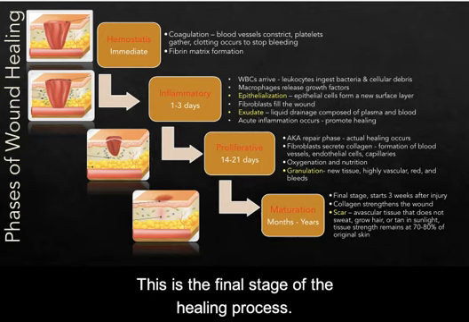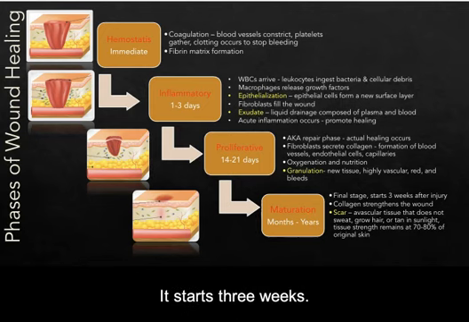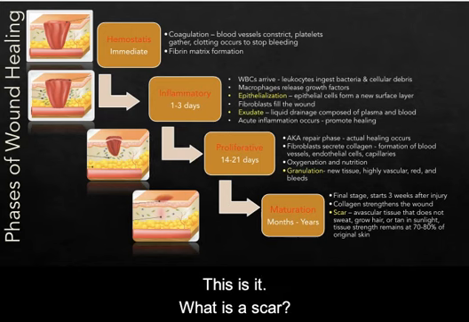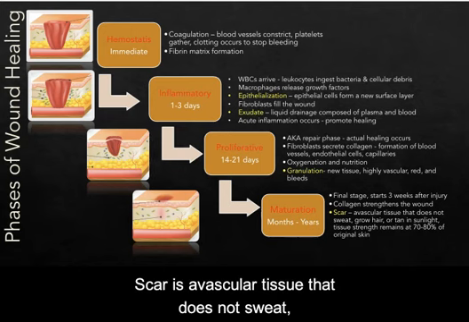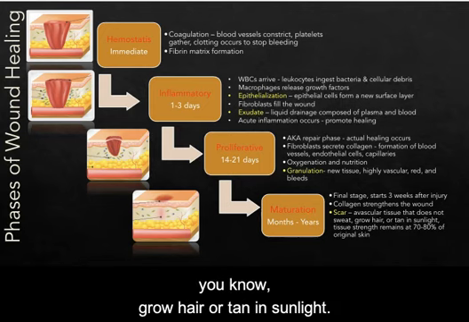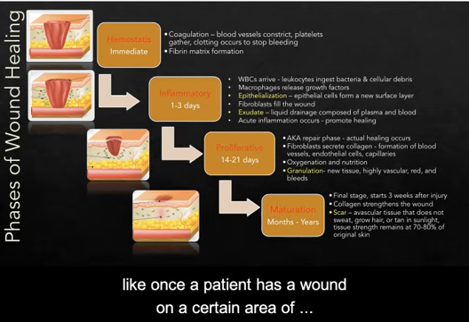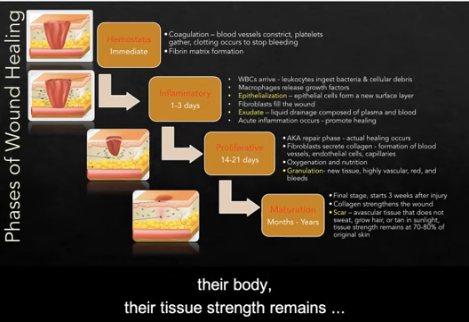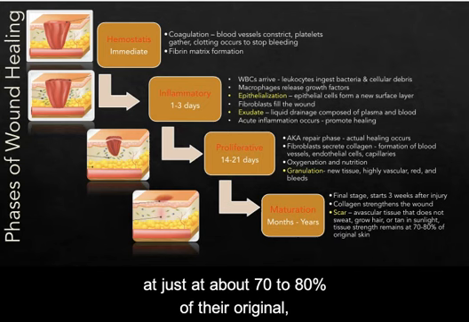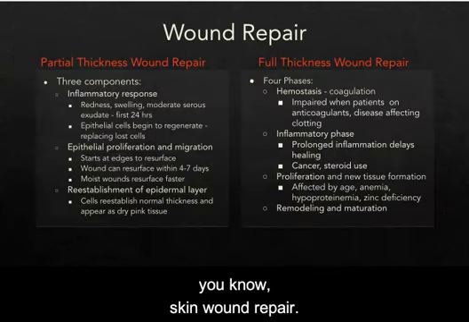This is the final stage of the healing process. It starts about 3 weeks after the injury. The collagen strengthens the wound. Then you have scar formation. What is a scar? A scar is a vascular tissue that does not sweat, grow hair or tan in sunlight. Always remember, once a patient has a wound on a certain area of their body, their tissue strength remains at about 70 to 80% of their original skin.